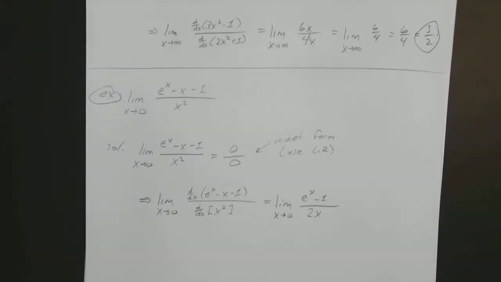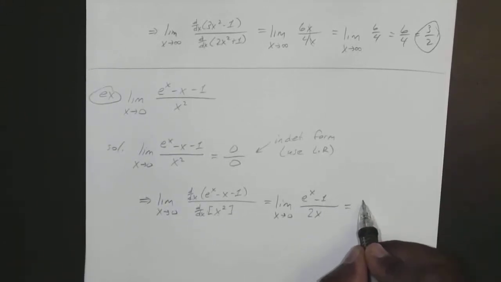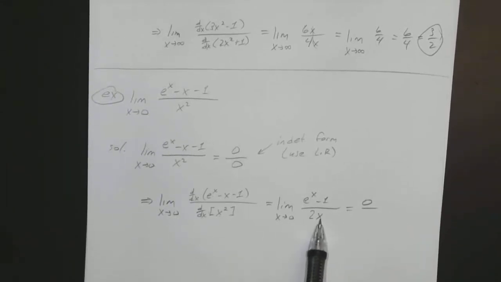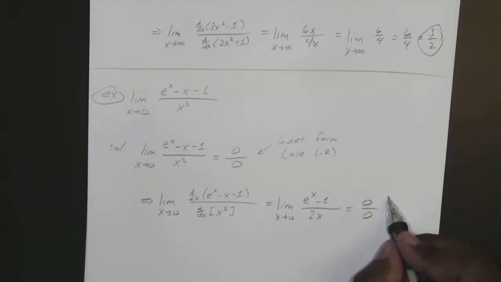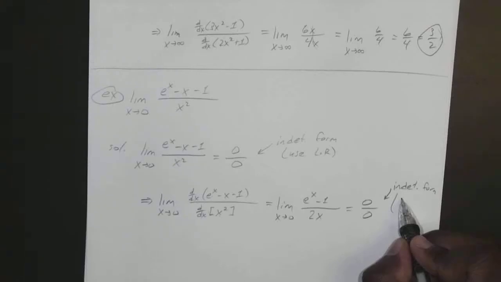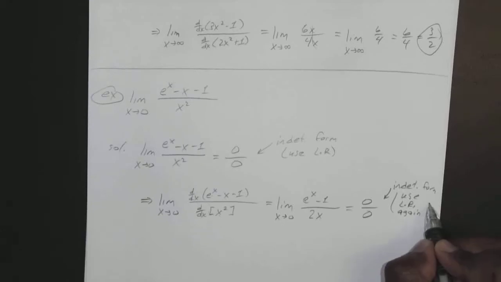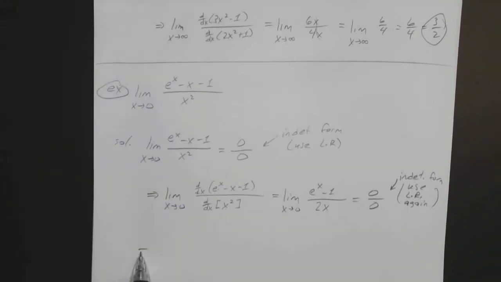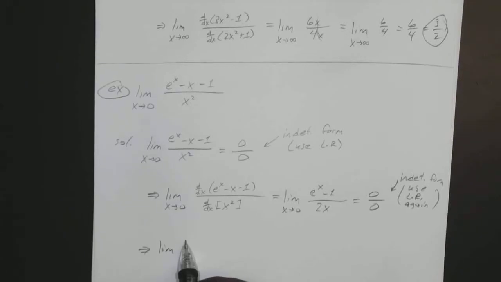Okay. So if we plug in 0 again, anything to the power of 0 is just 1. So you have 1 minus 1 equals 0. Plug in 0 here. 2 times 0 is 0. So again, we have an indeterminate form. So we use L'Hopital's rule again. So now we end up with the limit of the derivative of e to the x minus 1 over the derivative of 2x as x approaches 0.